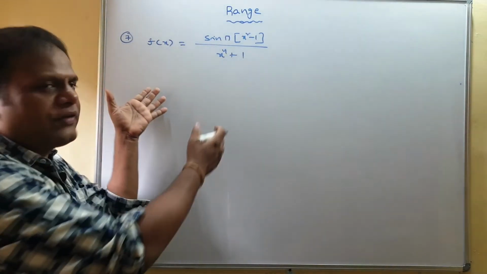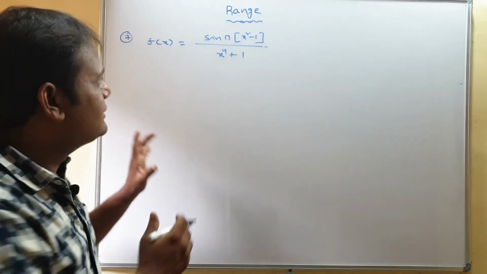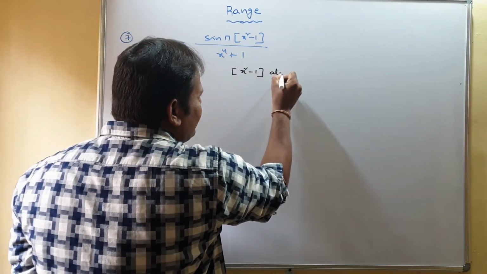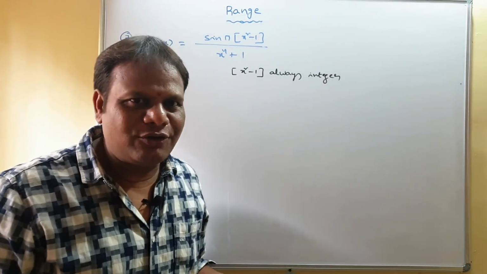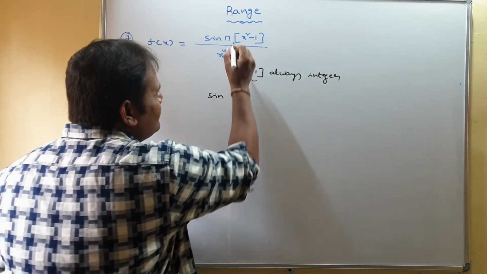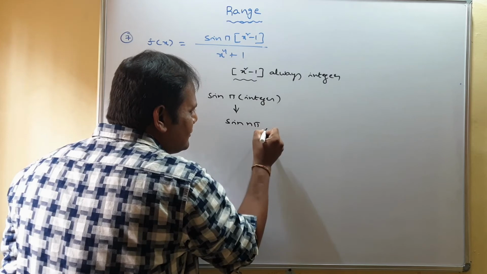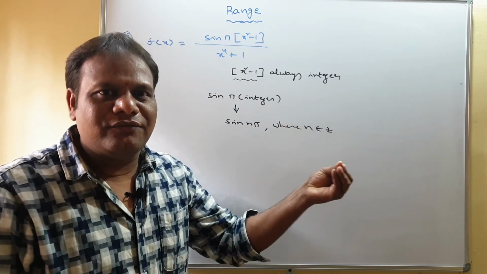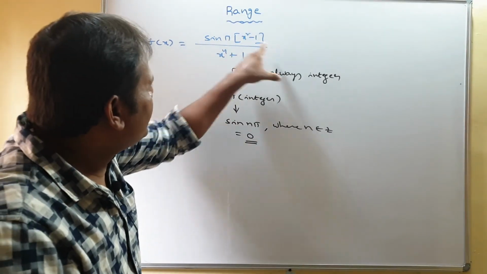Is it clear? See, the given function is f of x equal to sin pi step(x square minus 1) by x power 4 plus 1. They are asking what is the range of this function. Here you see that we have step(x square minus 1). So step(x square minus 1) is always an integer. Why? Because it is a step function. We know that the range of the step function is the integer set only. So can I take it as sin of pi into integer, that is sin n pi where n belongs to Z? You know that sin theta is 0 at n pi where n belongs to Z. So sin n pi is always 0.